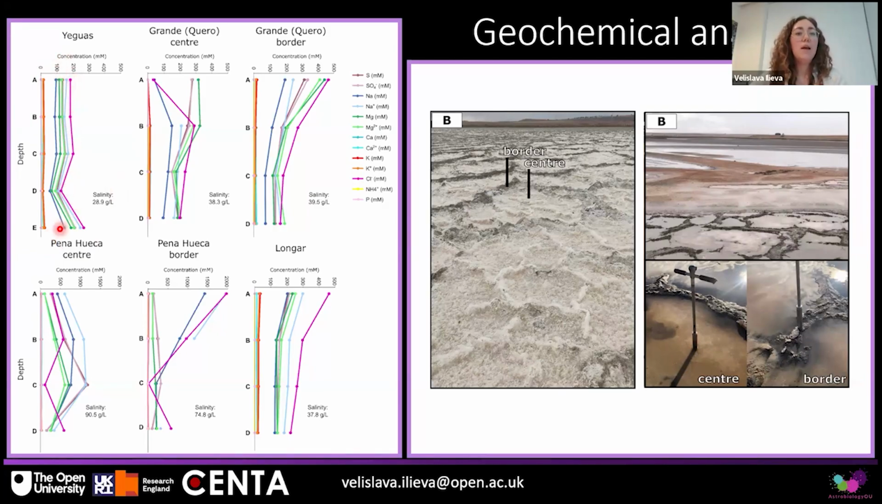It was still saline, but not in comparison with, for example, Penahueca, where we saw a lot more salt-associated ions and elements, such as sodium and chloride, as well as sulfates. At Lungar, we had some changes with depth, but again, they were much more uniform, such as Yaguas compared to Penahueca. And at Quero as well, we saw a lot more uniformity in chemical composition with depth.